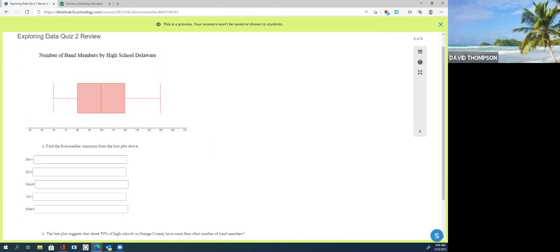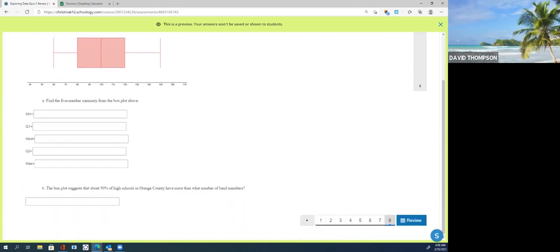Okay, last question. It says number of band members by high school in Delaware. Find the 5 number summary from the box plot above. So our min is the smallest number. Some people are giving me like 40 because that's the first number on the number line. Where does the first line appear? It appears at 60, so it's got to be 60.